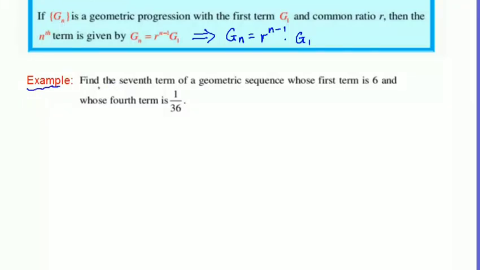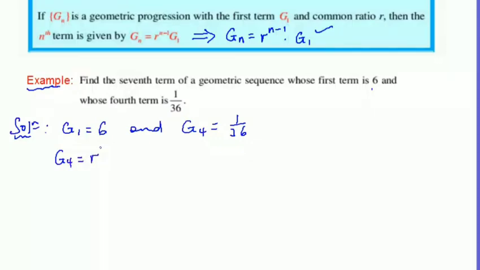Find the seventh term of a geometric sequence whose first term is 6 and whose fourth term is 1 over 36. So let us write the given information briefly. The first term, denoted by G1, is already 6, and the fourth term, denoted by G4, is 1 over 36. From this formula, we know that the fourth term is given by r to the power of 4 minus 1 times the first term.